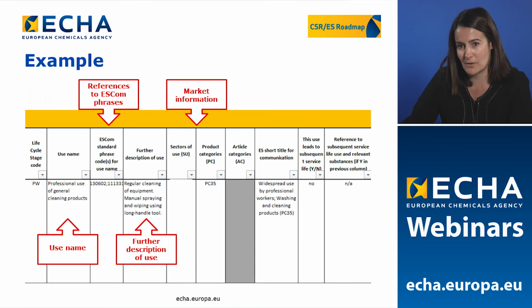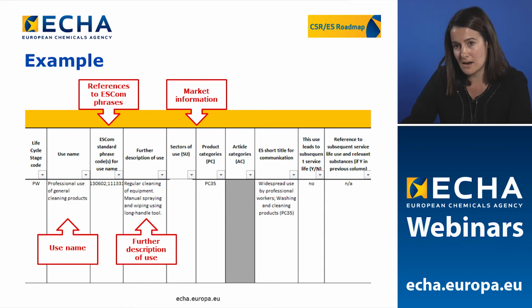Let's focus on the yellow part first, the use information. We see here an example of a sector that has described a professional use of general cleaning products. In this part, we will find the use name, professional use of general cleaning products, the references to the standard phrases that are to be used when we communicate this use name in the supply chain, further description of the use, where we see, for example, that the sector has specified that this regular use of cleaning products involves a spraying application and a wiping using a long-handled tool.